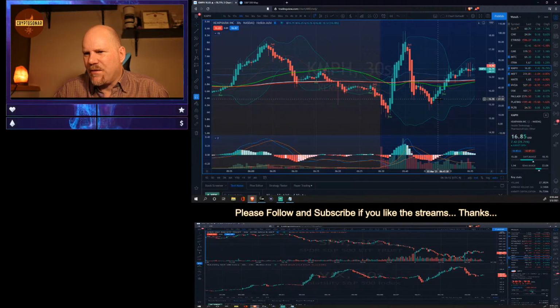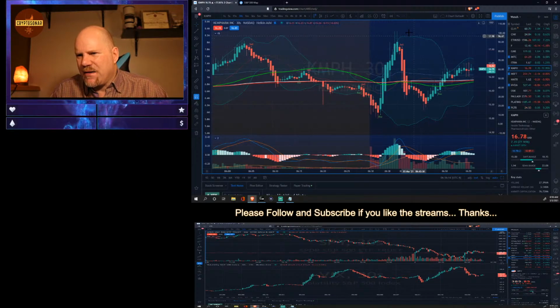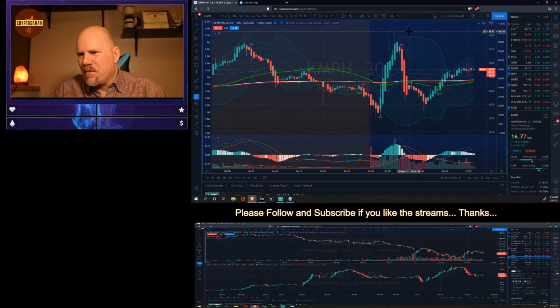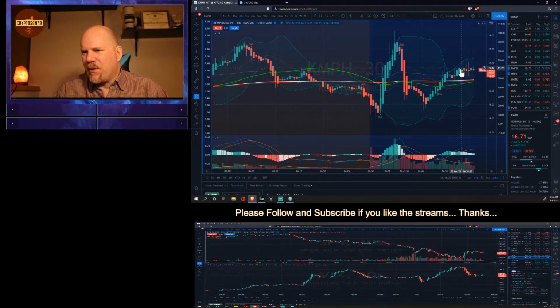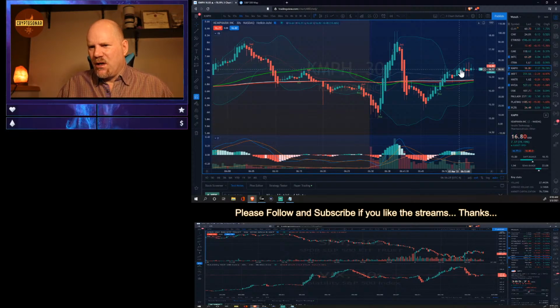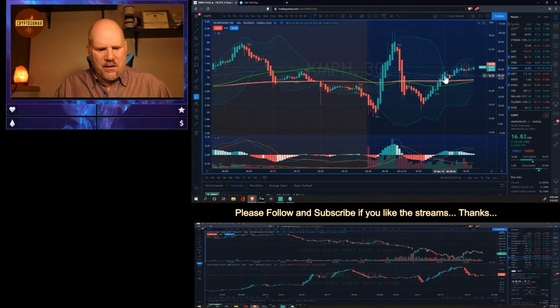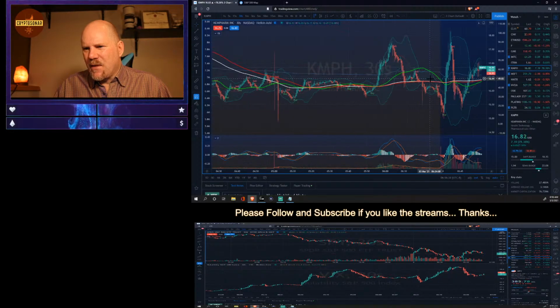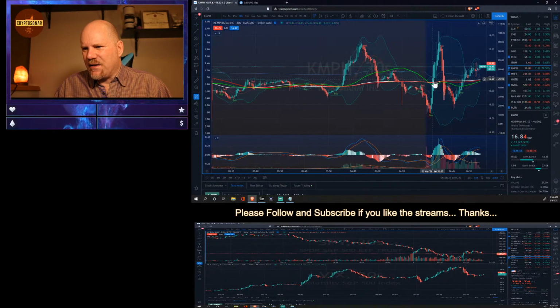KMPH still up 78%. Dropped off that high of 18.15 and hasn't come back to that. Is it consolidating a little here? Again, we talked earlier about that 16-ish dollar range for a support level. But again, you're just guessing at this point.